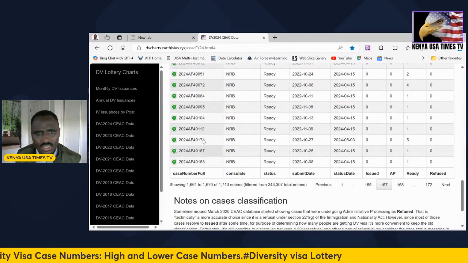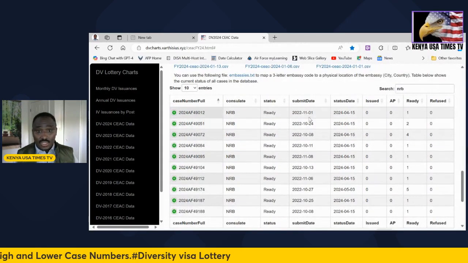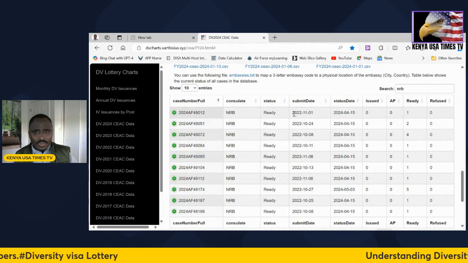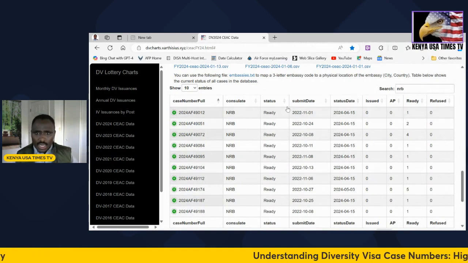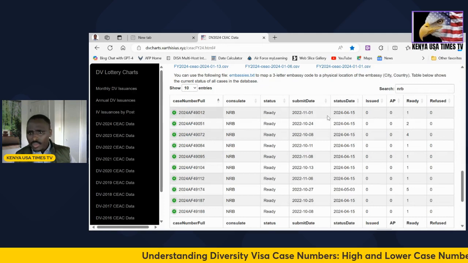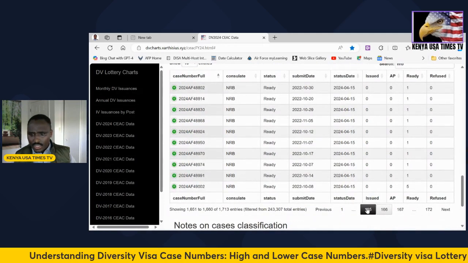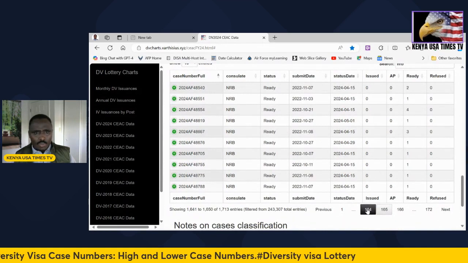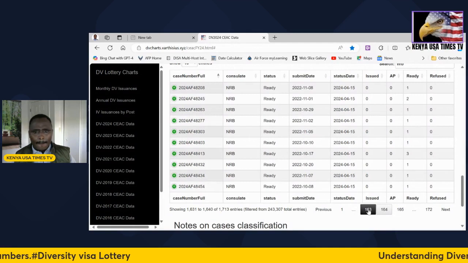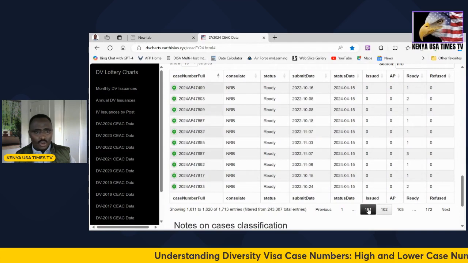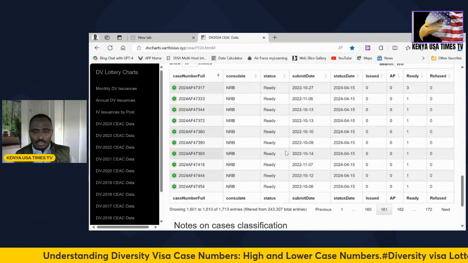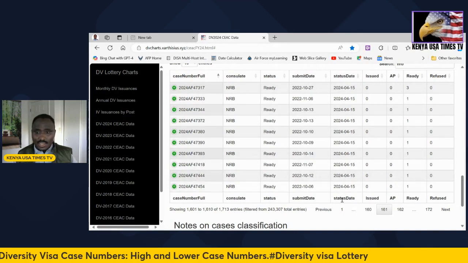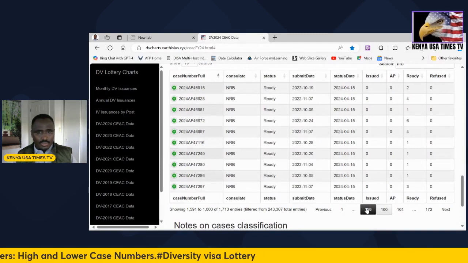49. Let's see this. This is how to study your case number so that you may know where you are likely to be scheduled for the interviews. I want to see the latest. Just be patient. Ready, all these are ready. Ready means that the DS-260 has been processed, ready for the 2NL or for the interviews.